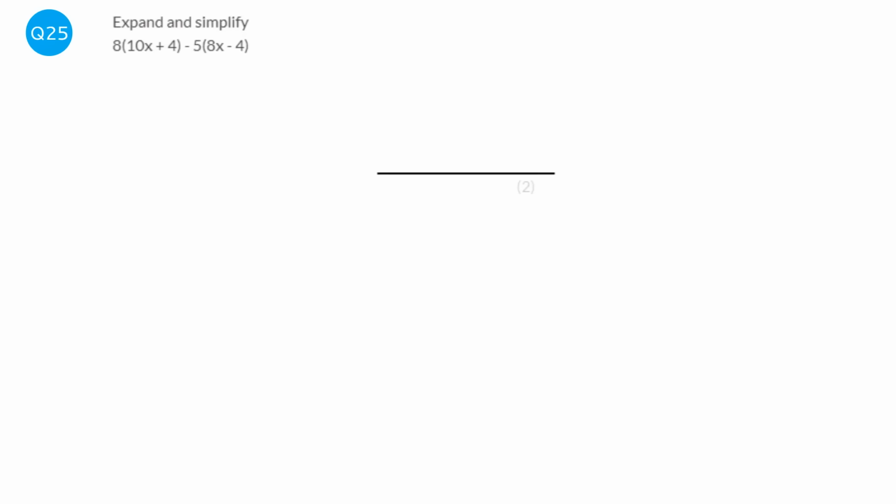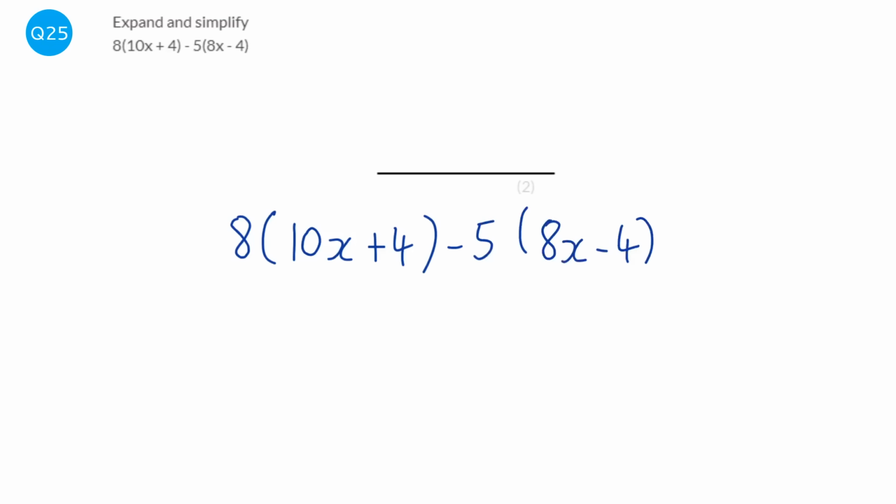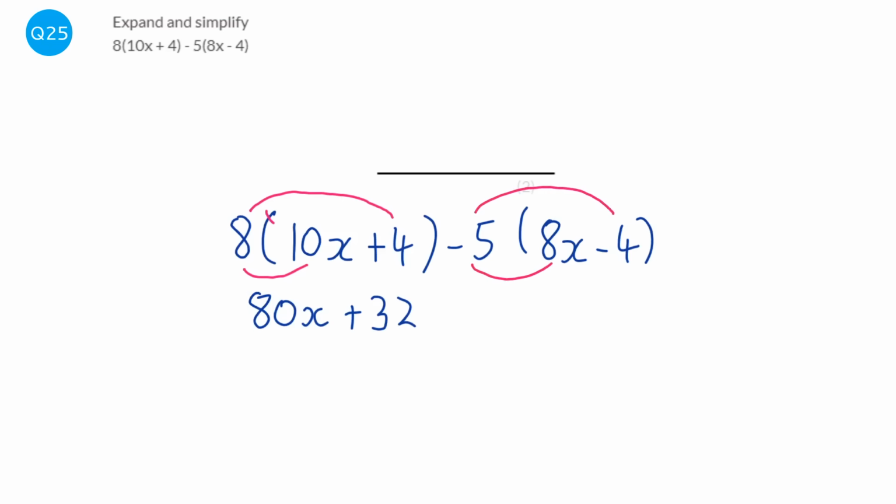I'm just going to write the question out, so we've got a little bit bigger writing to play with here. And it doesn't actually matter which method you expand these brackets with. I'm going to use Smiles and Rainbows. So we multiply the 8 by the 10x, which will make 80x, and multiply the 8 by the 4, which will make 32. Now here we've got a minus 5 on the outside, so we do minus 5 times 8x, which is minus 40x, and minus 5 times minus 4, which is actually plus 20.